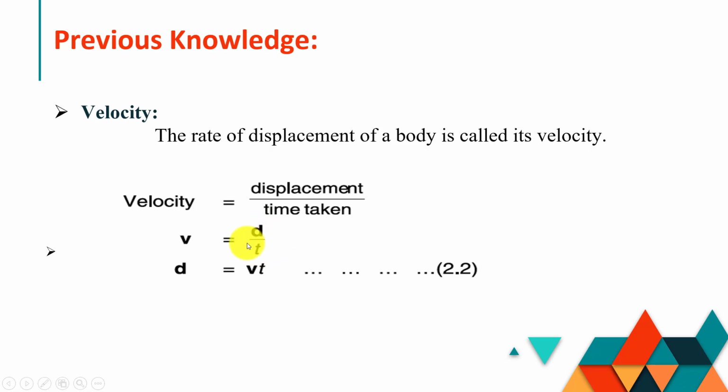As you can see, we have used bold-faced letters for V and D. Why? Because you already know that velocity and displacement are vector quantities while time is a scalar quantity, so we didn't bold T. From here we can get displacement by rearranging this formula. So displacement is equal to V into T, or displacement is equal to velocity into time. This is equation 2.2.